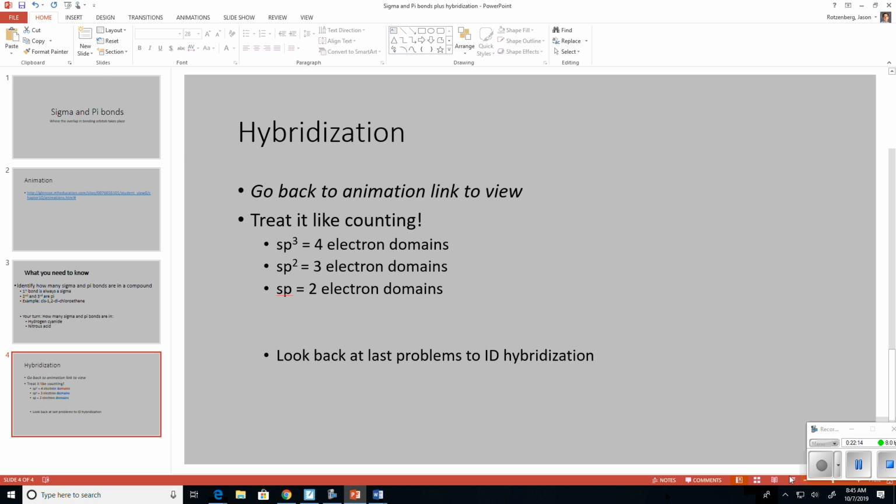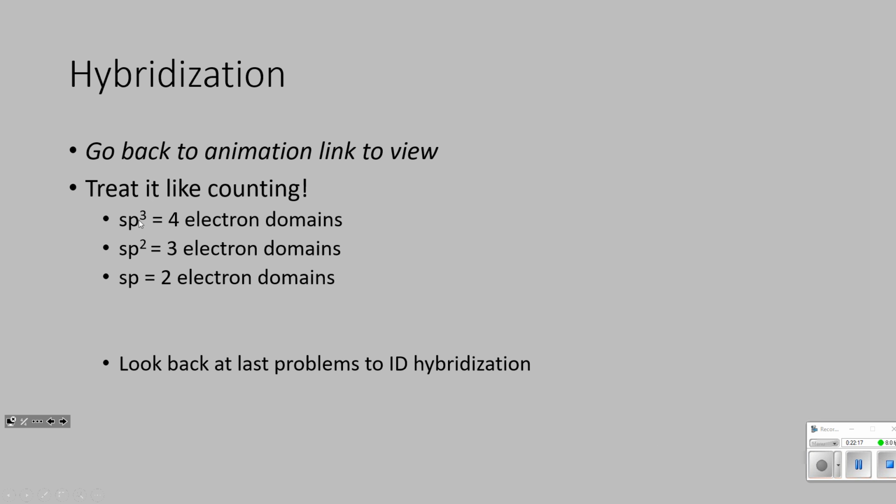And if I go back to my last slide here, again, if you treat it like counting, there's 1s, 3 p's, you see 4 domains, it's sp3 hybridized. That doesn't matter if it's 4 bonded pairs, if it's 3 bonded pairs and 1 unbonded pair, if it's 2 bonded pairs and 2 unbonded pairs. 4 domains is sp3 hybridized. Just like sp2, 1s, 2 p's, there's 3 domains.